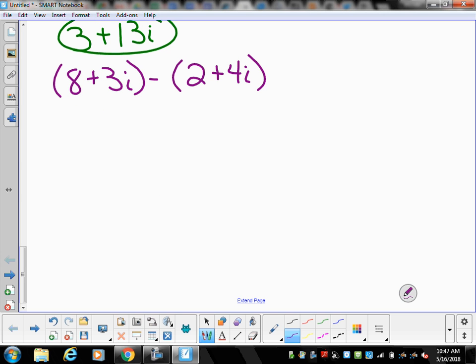All right, so combining like terms again, but this time there's a minus between. So we have 8 minus 2, which is 6. And then 3i minus 4i is minus 1i, or minus i. Okay, don't lose the i.